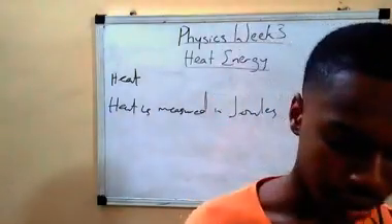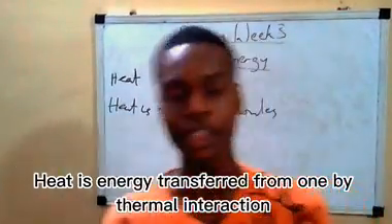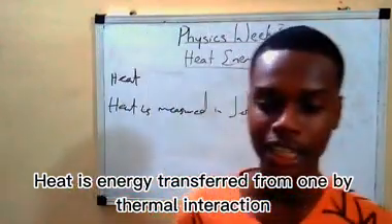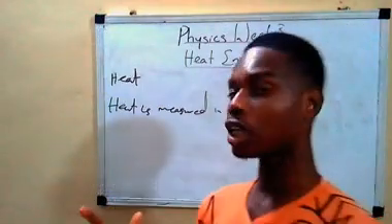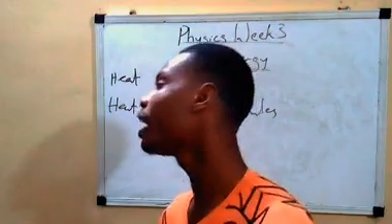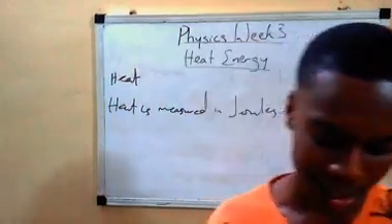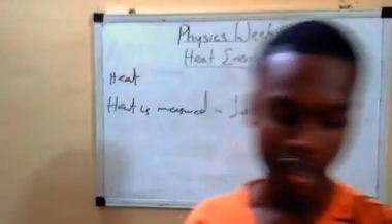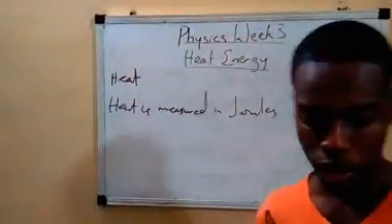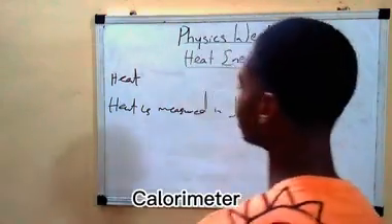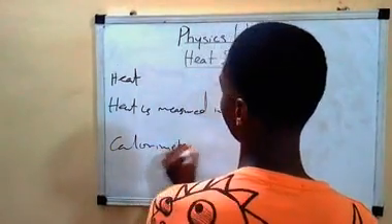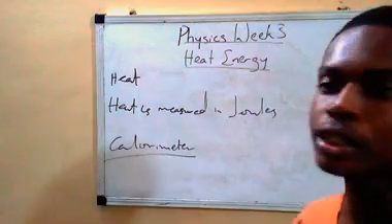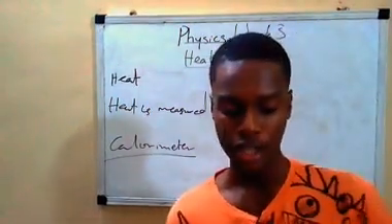And that thing you should still know, pen down, heat is energy transferred from one body to another. And it is energy transferred from one body to another by what? Thermal interaction. Now you may be asking, the instrument used in measuring heat is what? Calorimeter. This is the instrument used in measuring heat.